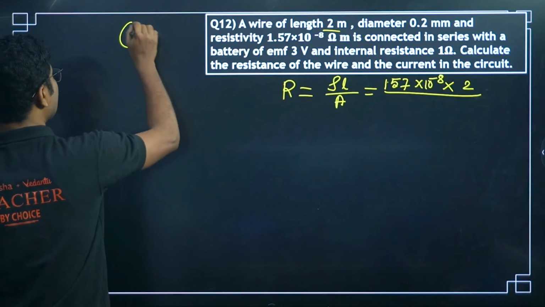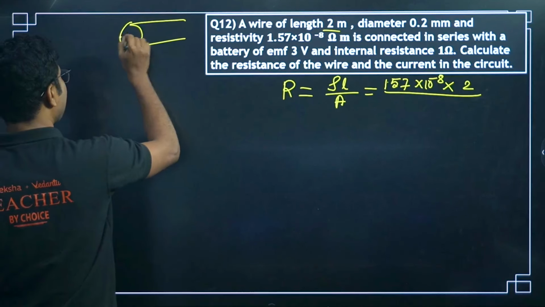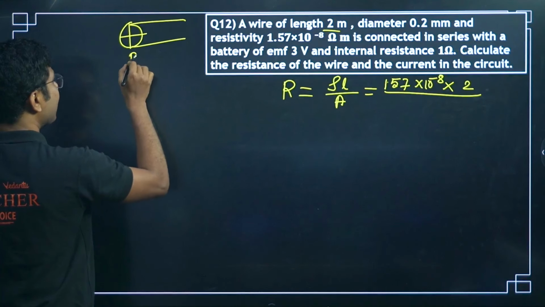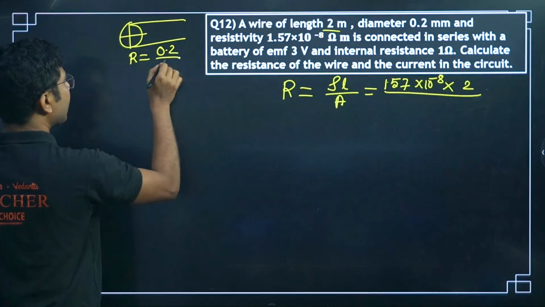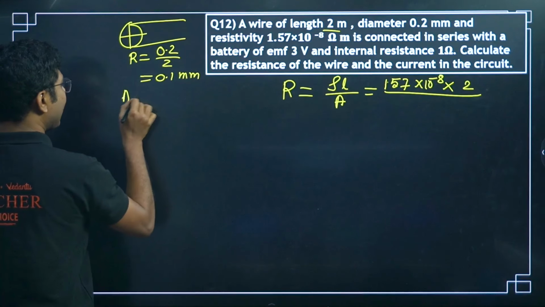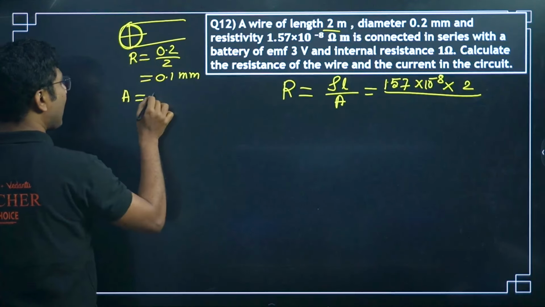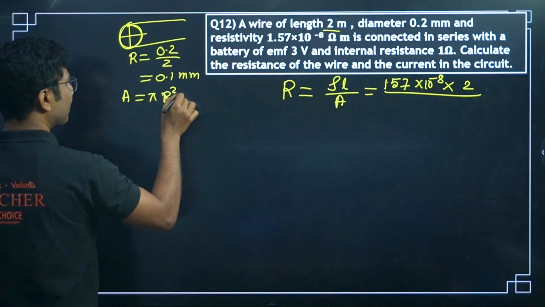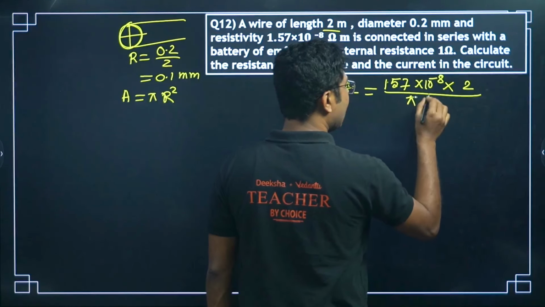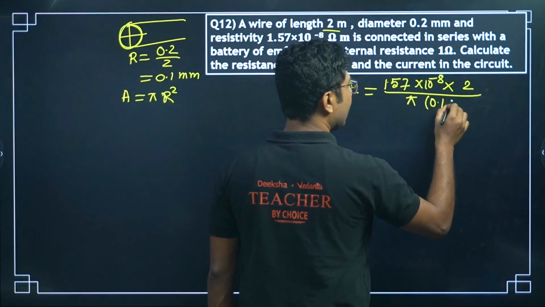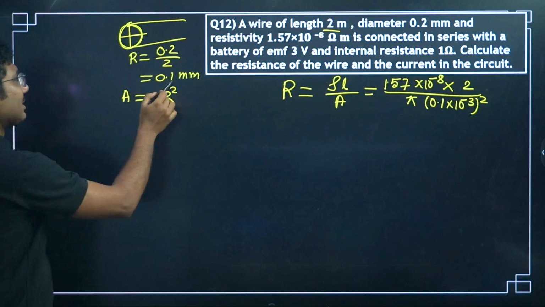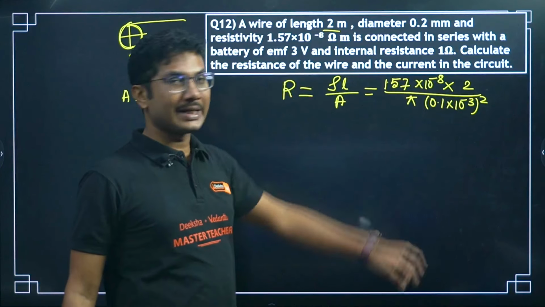Diameter means this. So, this is a wire, right? This is the diameter. So, if this is the diameter, what is the radius? Radius is half of that. So, radius is given by 0.2 divided by 2, that is 0.1 millimeter. So, what is the area? Area for a circle is given by pi r square, right. So, pi r square, you have to put that value. Pi into r square means 0.1 into 10 to the power of minus 3 whole square. It is in millimeter, right? Millimeter to meter is 10 to the power of minus 3.